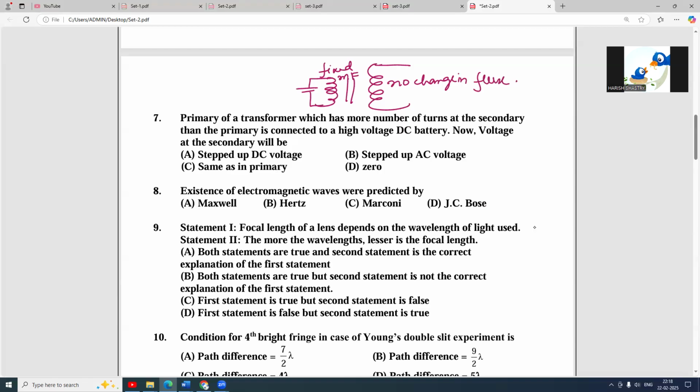When there is no change in magnetic flux, induced EMF is 0. So you can't use a transformer to increase or decrease the amplitude of DC. It cannot be used in DC.